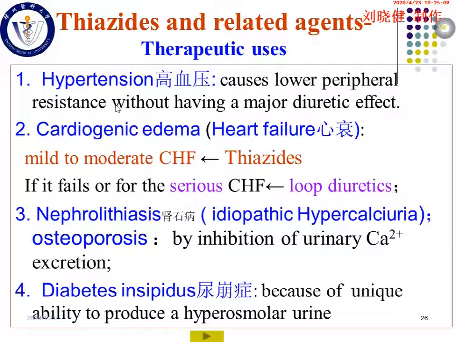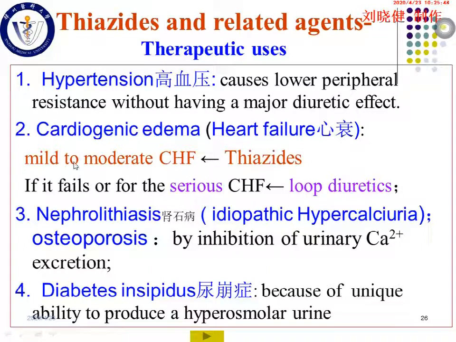Just now I explained. If they are used for a relatively long time, the diuretic effect is usually not very obvious, but they still decrease blood pressure. So in the treatment of hypertension, they usually work as one of the basic antihypertensive drugs. You will study this in detail when you study antihypertensive drugs.